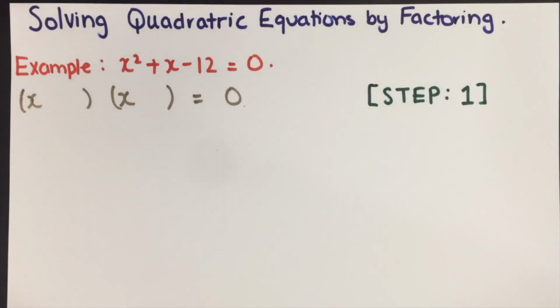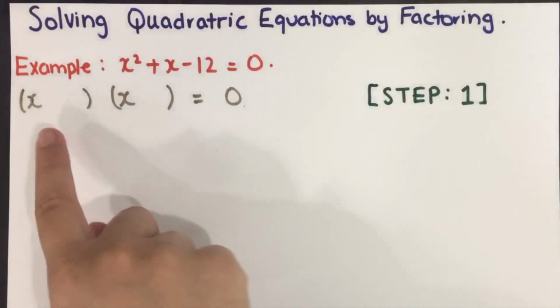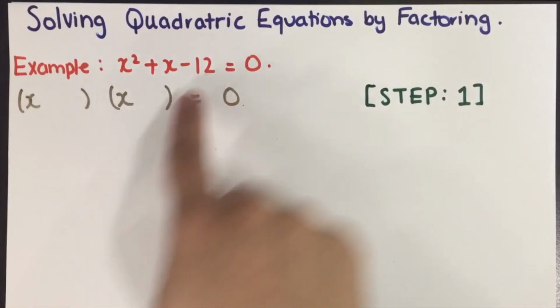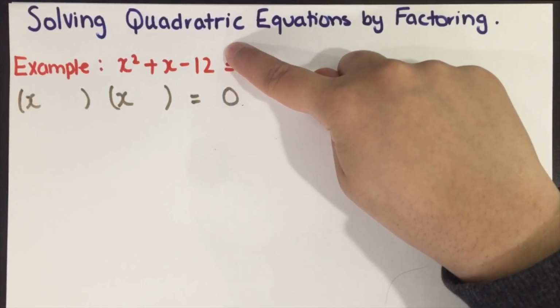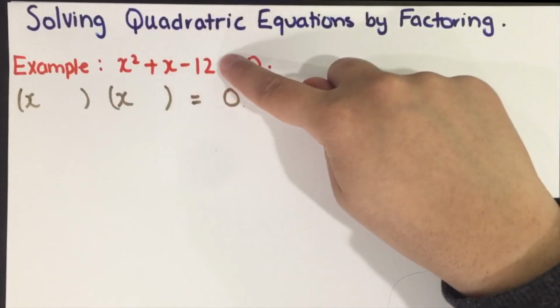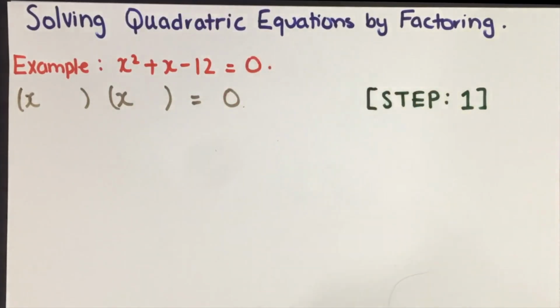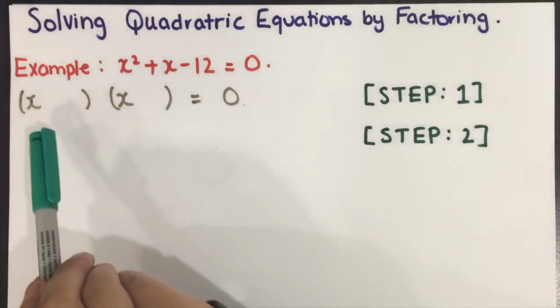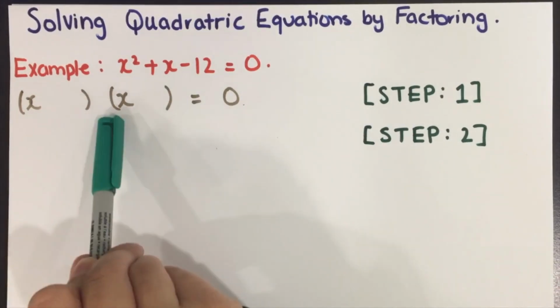In order to solve quadratic equations by factoring, your first step is to have two factors that start out with x and multiply to give you your original quadratic equation. And in our case, that is x squared plus x minus 12 equals 0. Alright, so step 1 was really easy. It was just writing your two factors that start off with x.